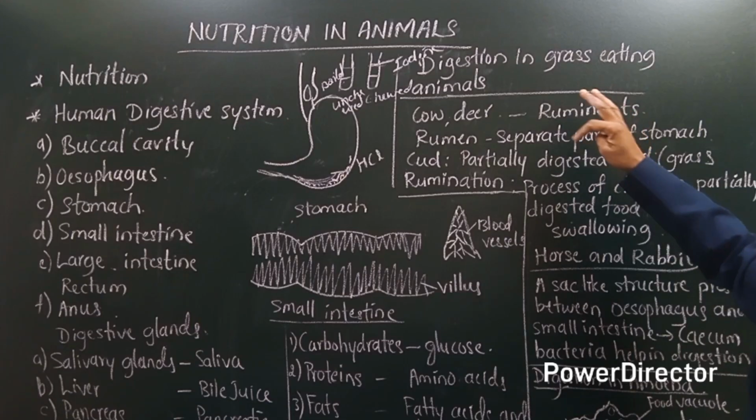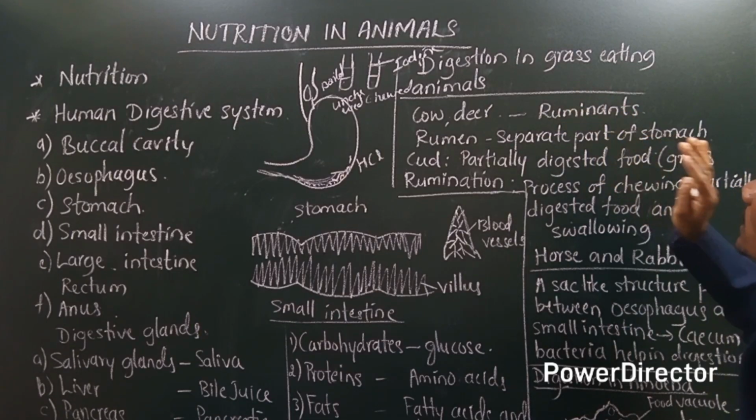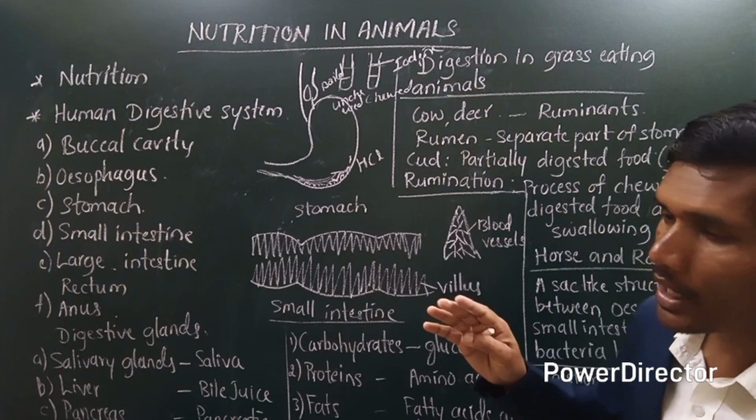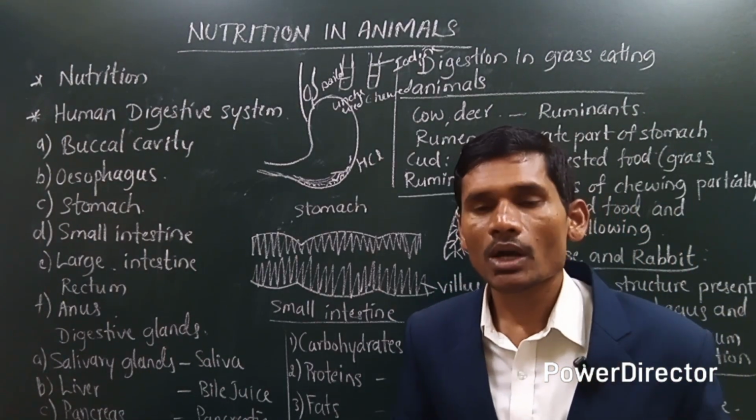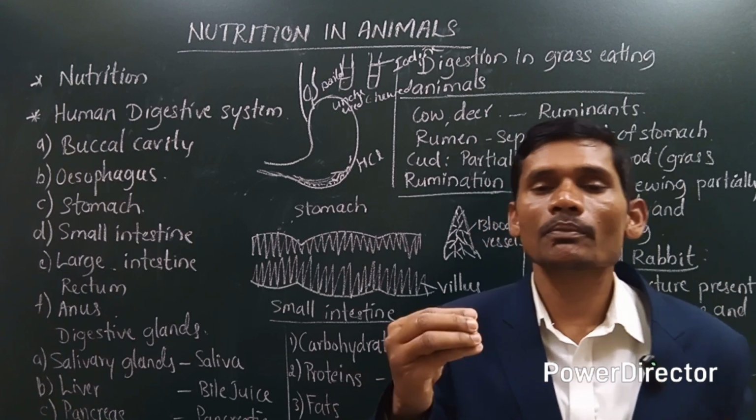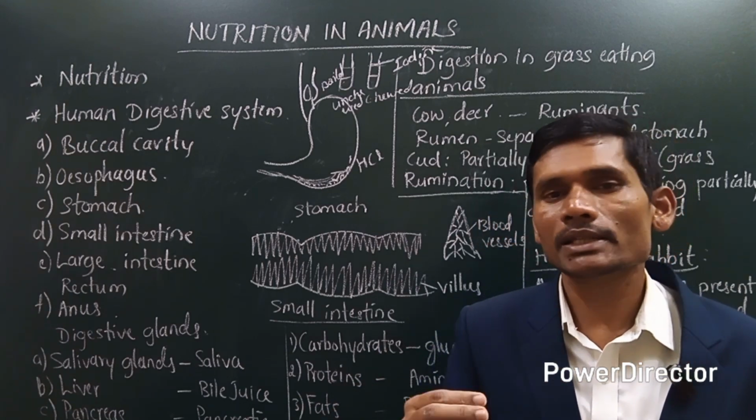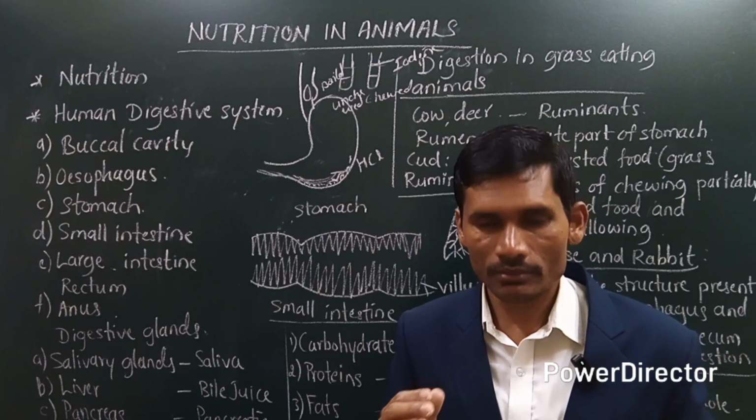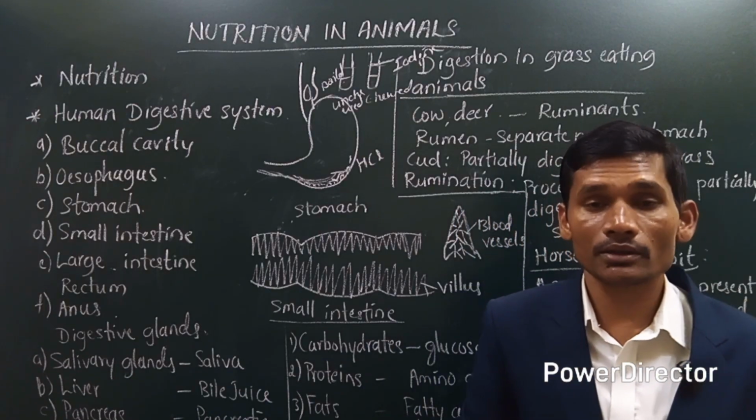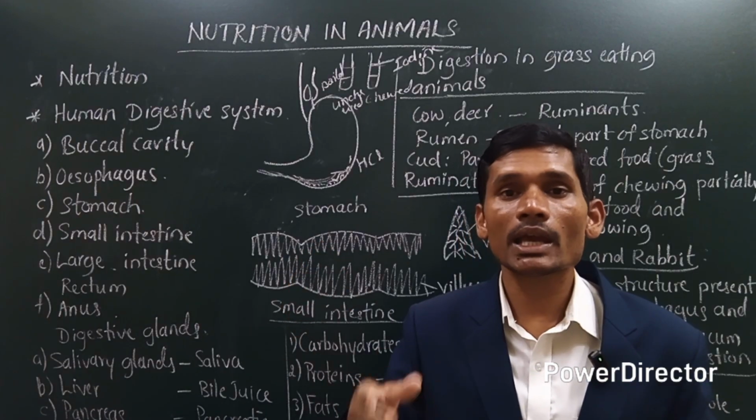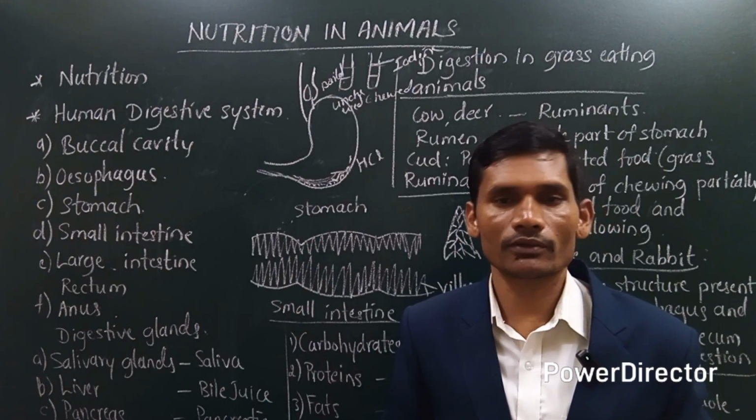Next coming to here, digestion in grass eating animals. Okay, in grass eating animals, cow and deer you take for example. Whatever the food they are eating, that is grass. Grass contains one of the complex carbohydrates called cellulose. Okay, cellulose cannot be digested by our digestive system, human beings. That is very much complex one. Only these grass eating animals have that ability to digest that food.